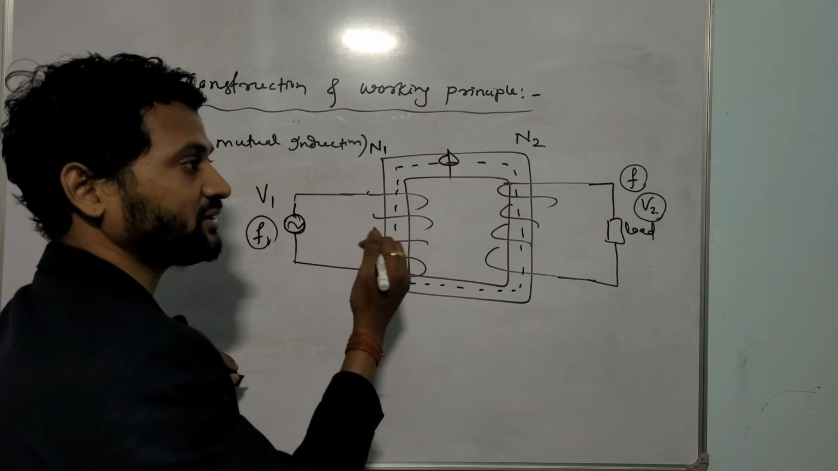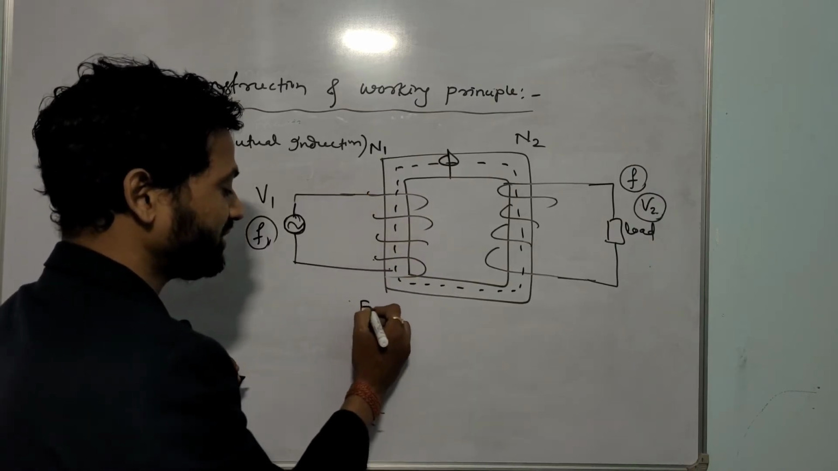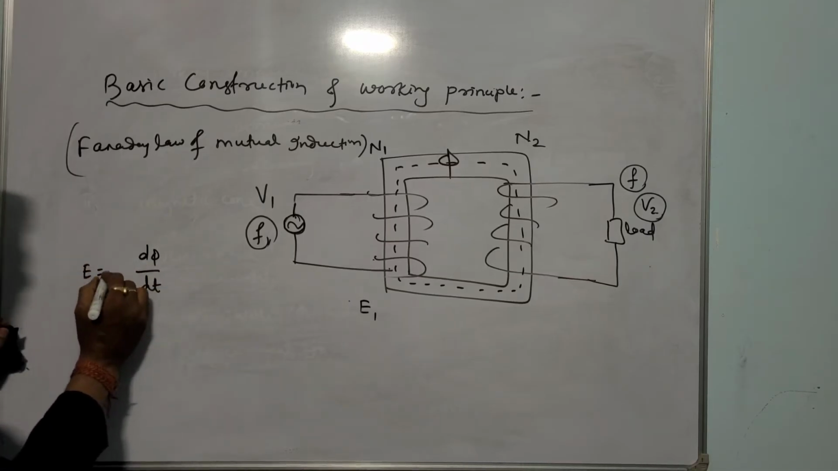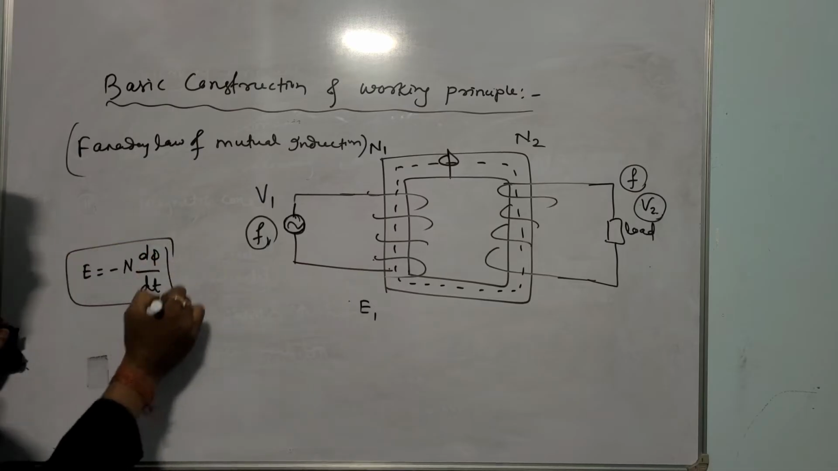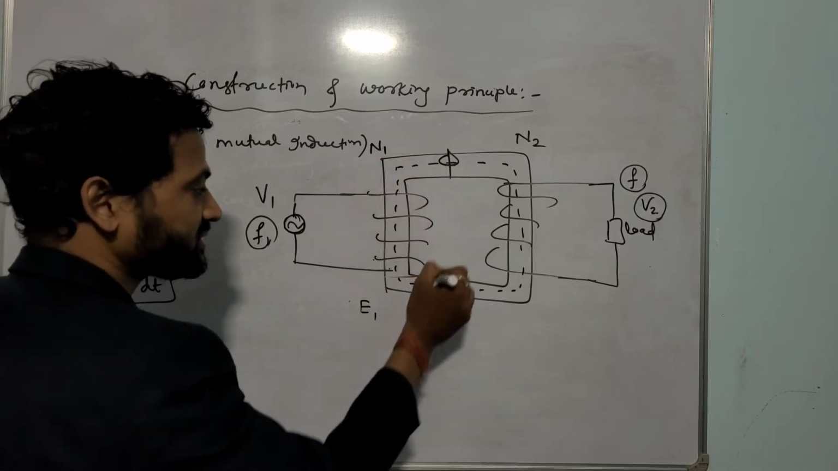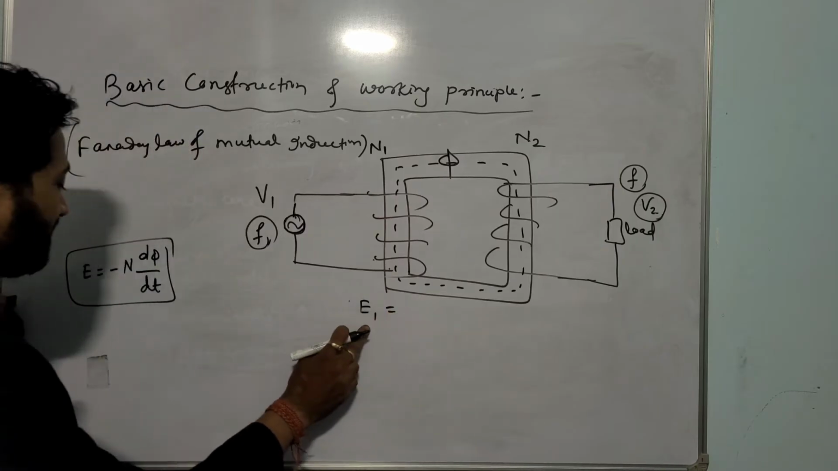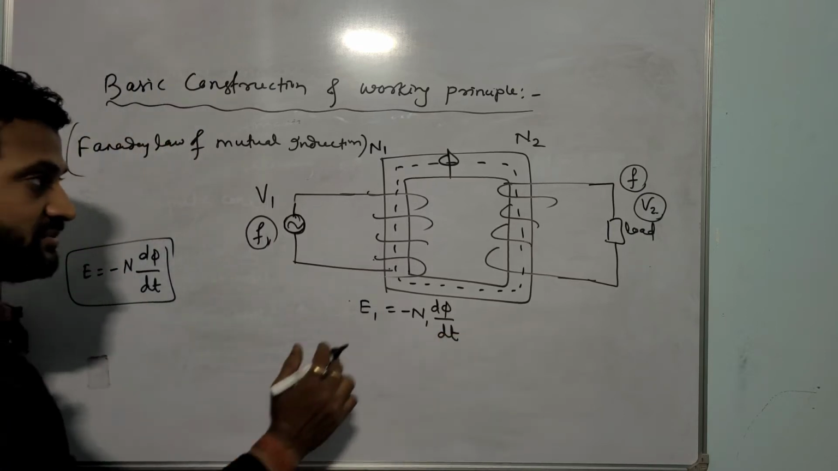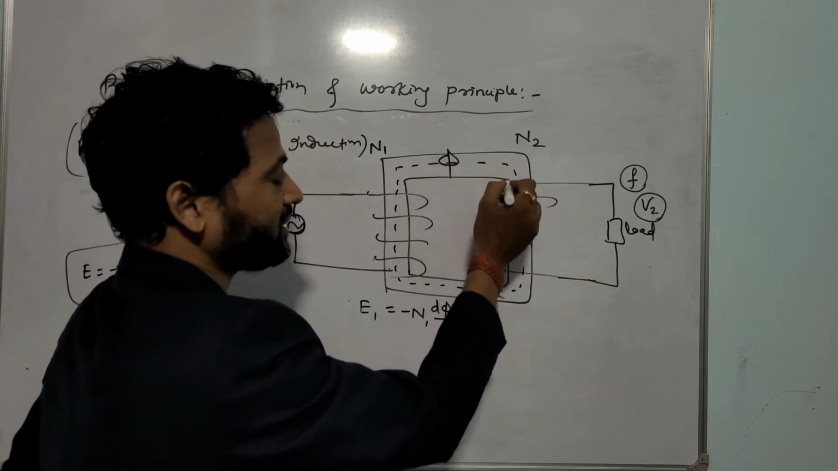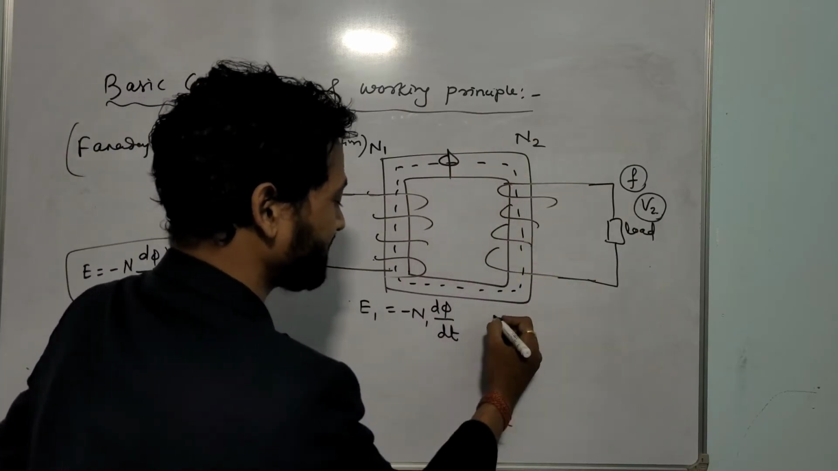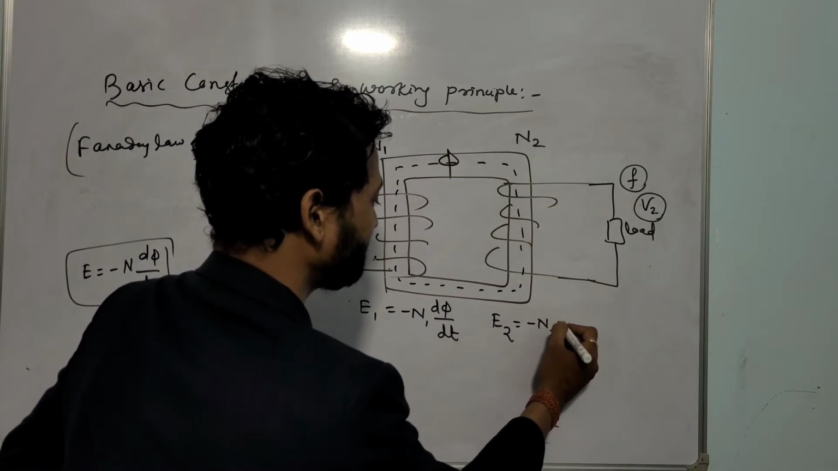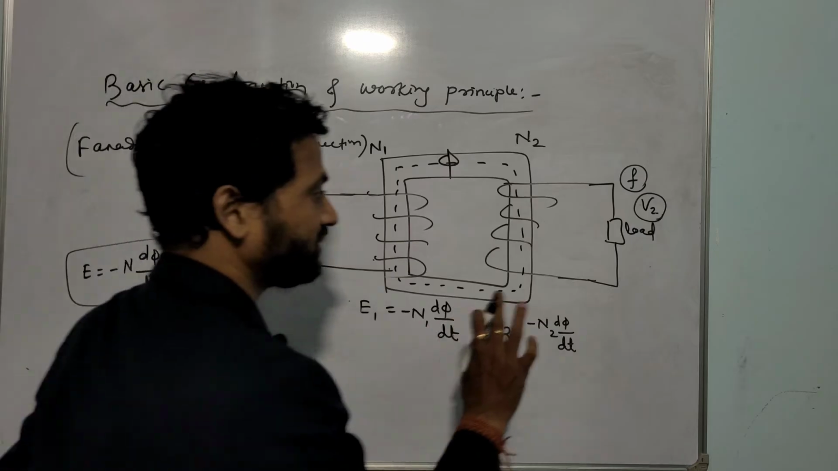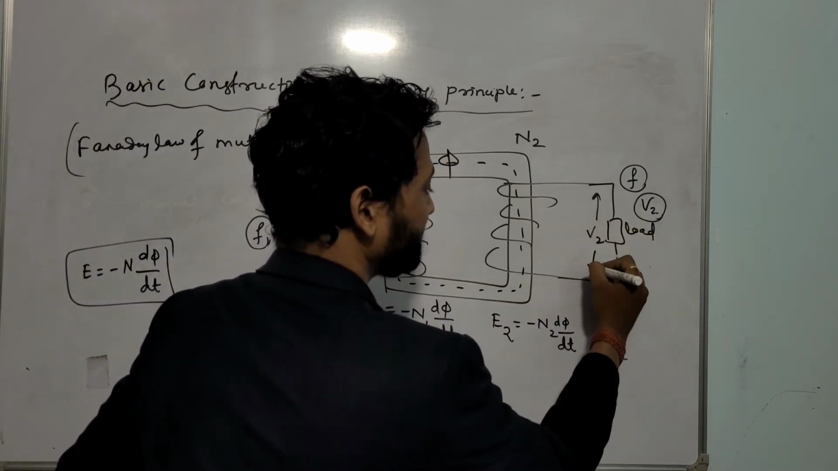According to Faraday's law of electromagnetic induction, what was Faraday's law? d phi upon dt is equal to EMF. That means E is equal to minus N d phi upon dt. Yes or no? So with change in flux linked on the primary side, the EMF will be E1, that is minus N1 d phi upon dt. Clear? Similarly, the flux is alternating, so with change in flux linked on the secondary side, the EMF developed will be E2, minus N2 d phi upon dt. Are you clear? Then you can get the output voltage at the output side.